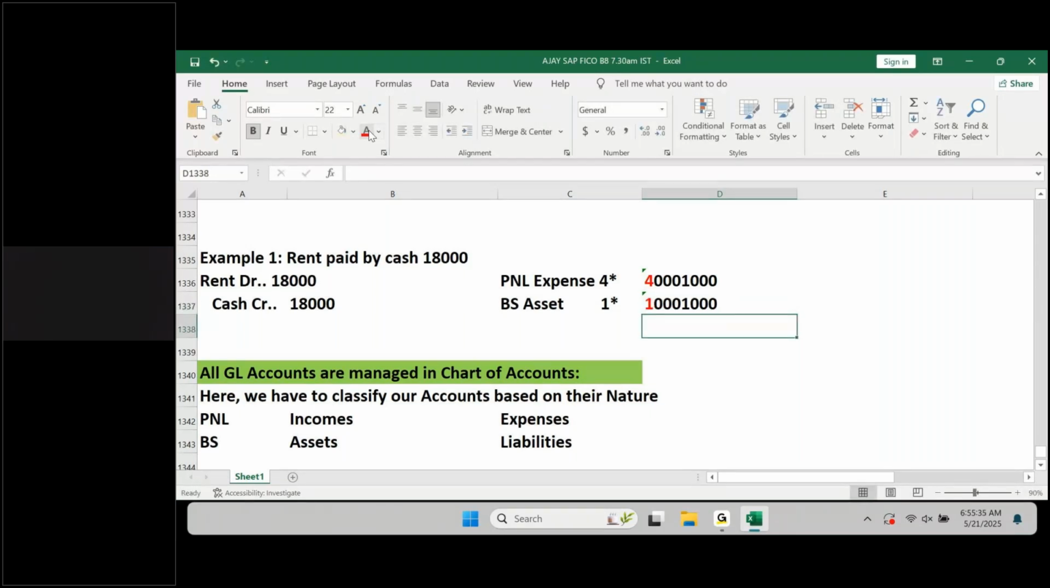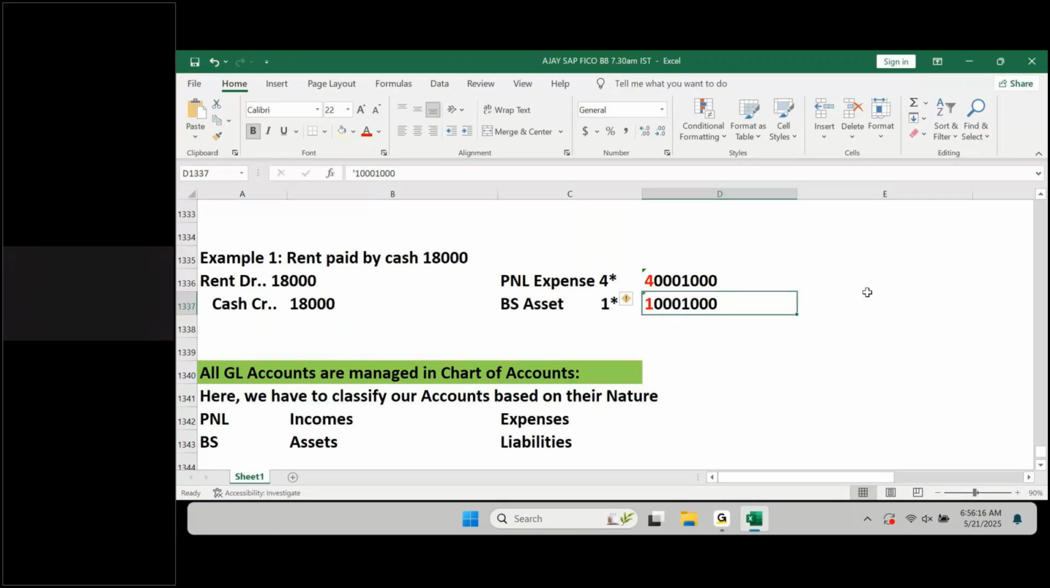Now, if I look at my accounting entry, rent account debit, cash account credit, meaning rent is an expense. An expense account must begin from 4 series. If you write a GL account number starting from 4, I know that you have taken it into P&L. You charged it to expense because it is 4 series. Similarly, if I look at the cash account, if it is 1 series, I say you took it inside the balance sheet, and inside the balance sheet, starting from 1 series is an asset. Easy to identify.